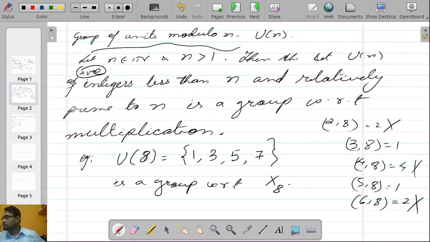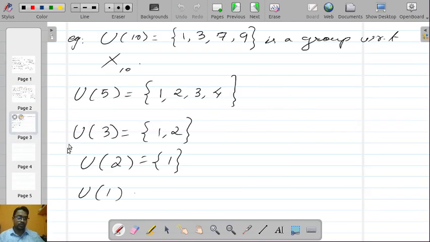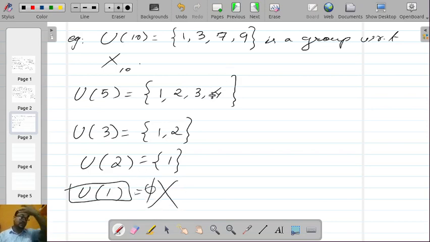It should be the set of positive integers less than n and relatively prime to n. If you do not write positive, then there may be other elements in this set also. So that is important. So U1 cannot be there. U1 is an empty set. So that is why we consider n greater than 1.